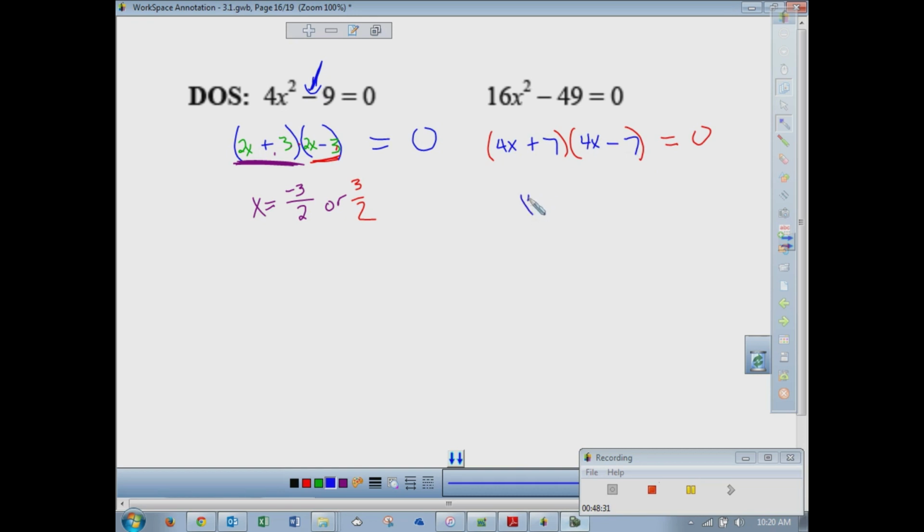Then to solve, opposite of this guy over that guy. Opposite of this guy over that guy. When you have a difference of squares situation, your 2 answers should be the exact opposite of each other. Cool? Awesome. We're getting closer.